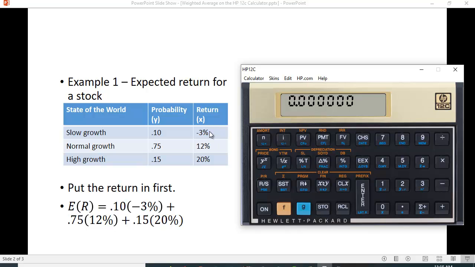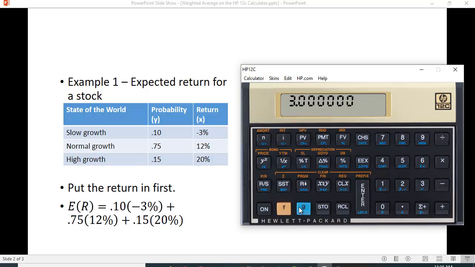So let's see if we can't do that. All right, remember this is X, so this has to go in first. So 3%, let's change the sign, CHS, enter, and then 0.1 is our probability, and hit sigma plus. And it tells us that's the first pair of data. Second pair would be 12%, enter, and then the probability is 0.75, sigma plus, second pair of data, and the final pair of data would be 20%, enter, and then 0.15, sigma plus.